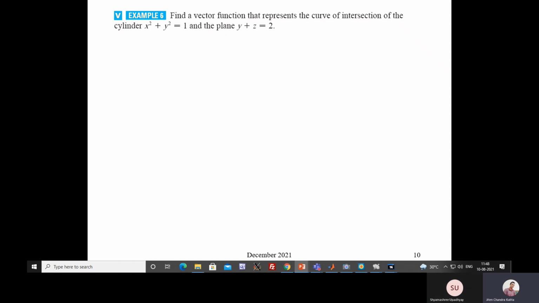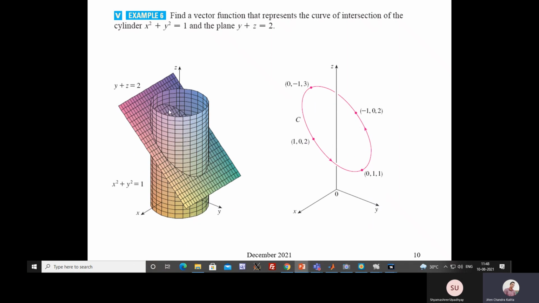Circle. Yeah, we are going to get a circle of radius 1. Simply a circle. Now, here, because the plane is different, obviously it is going to give me some other curve. You can see from this that it is going to be an ellipse. So I'm going to get an ellipse like this. Okay, fine. So then how can you parameterize it?